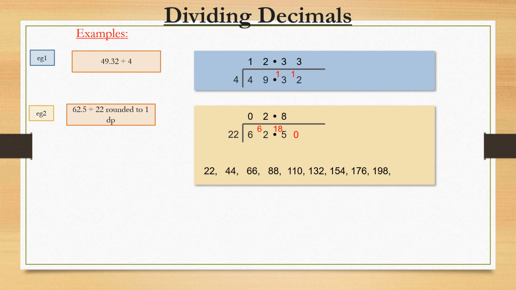And then you will subtract. When you subtract, you will get 9. So 90, the best answer to 90 is 88, which is number 4. So 4 times 22 is 88. This one is not going to end, so we round it to one decimal place to give you 2.8.